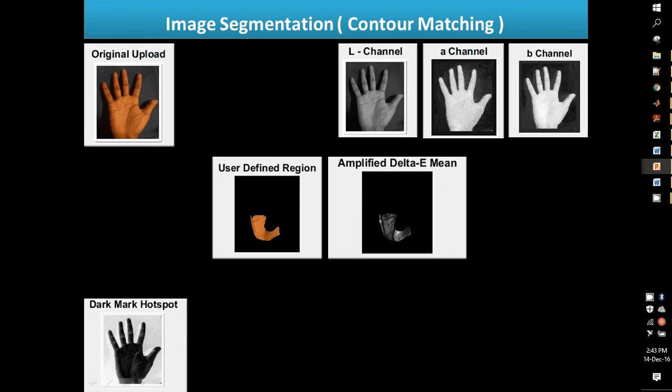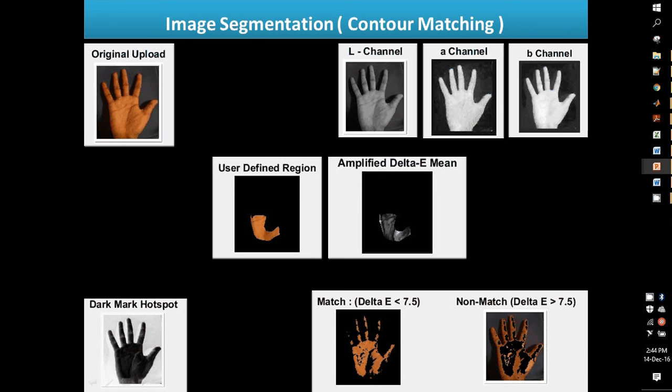Now we can see an image called dark mark hotspot. What this defines is that among the user defined region, when it has been amplified, the part of the image that is closest to the color and the contour of that aspect of the image will become the darkest part in the dark mark hotspot. So the darker a substantial area is, it means that it has matched the image more strongly than the rest of the image. From this we get a match, and the dark mark hotspot gives us a range of delta E, which helps us define the characteristics obtained in this image.